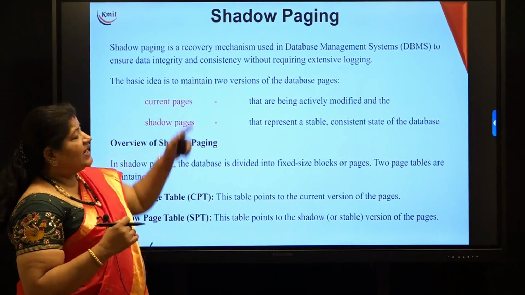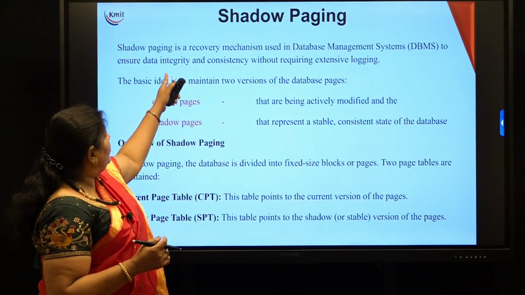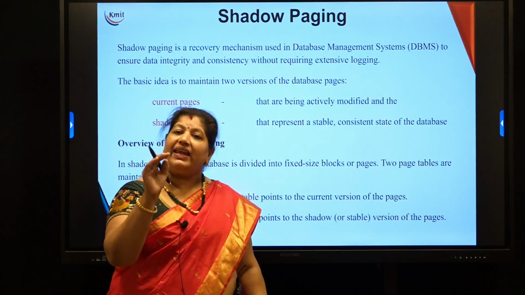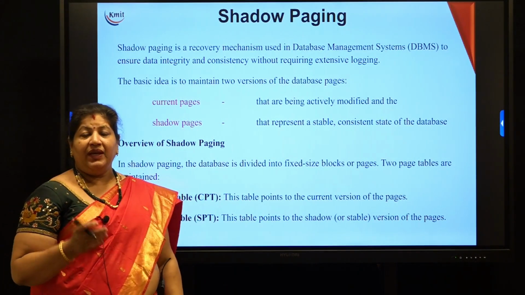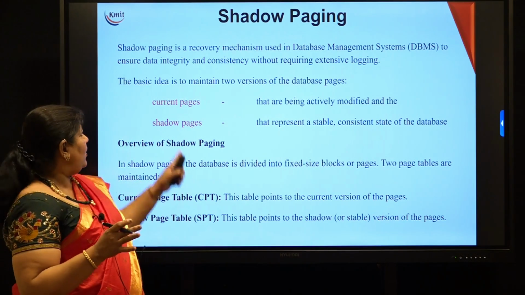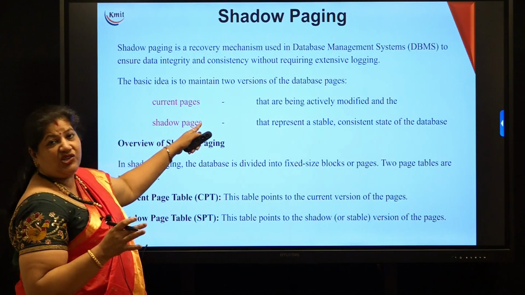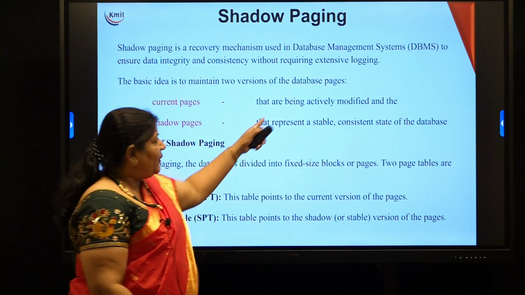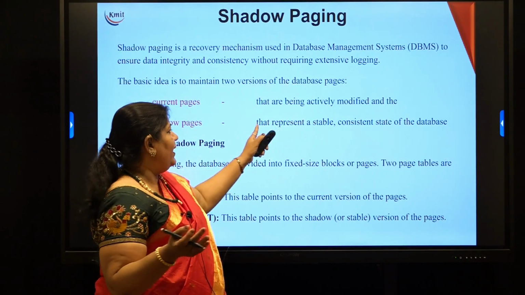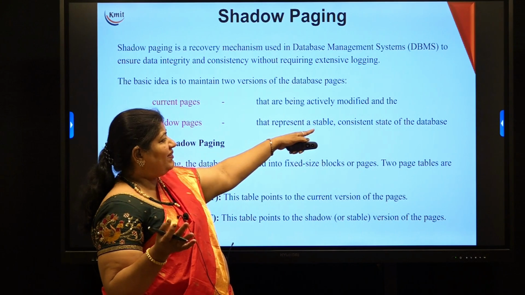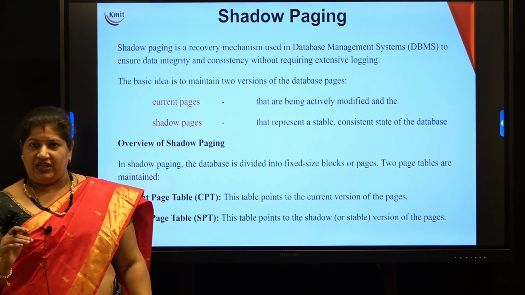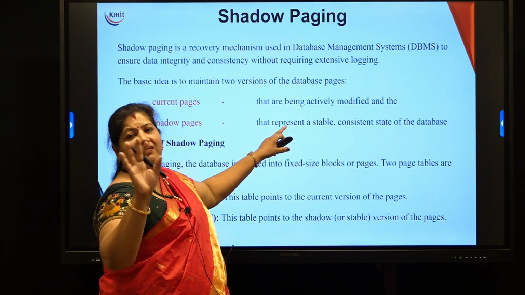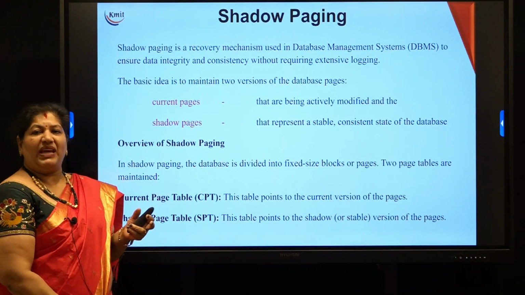Now, shadow paging is a recovery mechanism in DBMS which will maintain or ensure integrity and consistency without requiring extensive logging. The basic concept is that it maintains two versions of the database pages, called the current page and the shadow page. The current page is being actively modified, and the shadow page represents the stable, consistent state of the database. That is, you are keeping a copy where you are making the changes. The original is a stable copy which I call the shadow page.